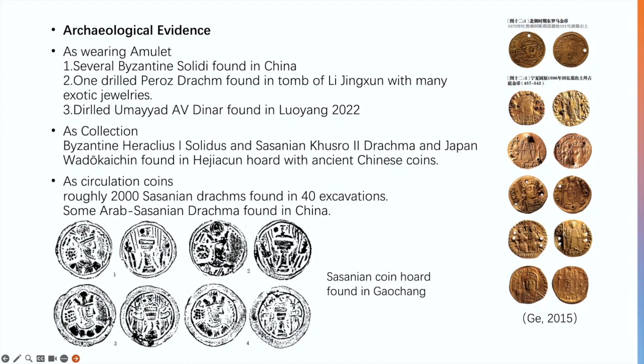But because something happened, they buried all the collection together, and that's how we know it is a collection. And the last situation is the circulation coins.